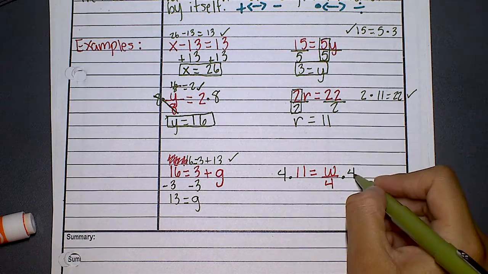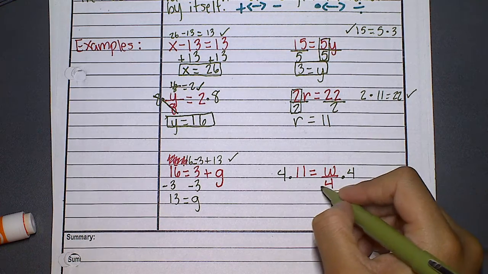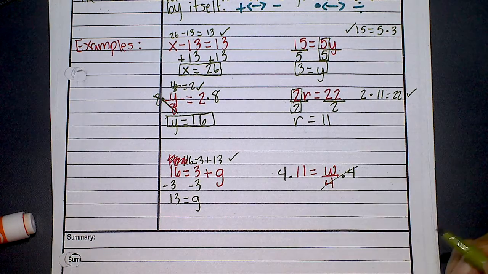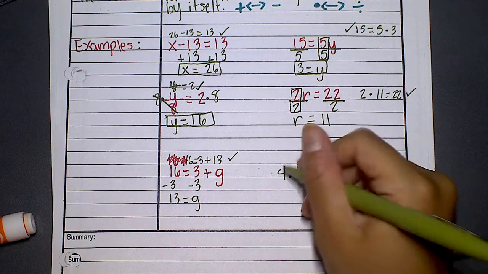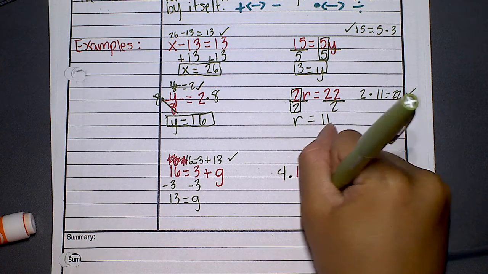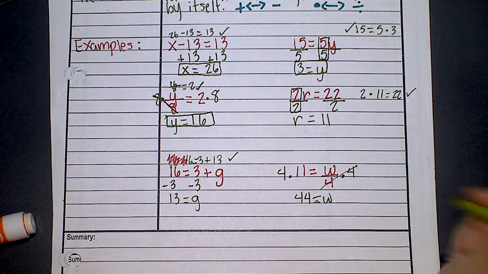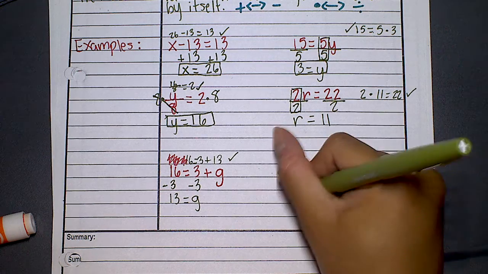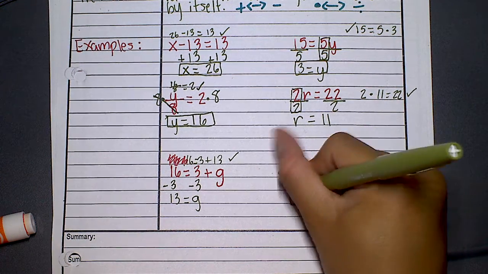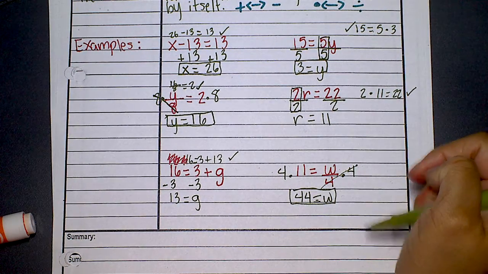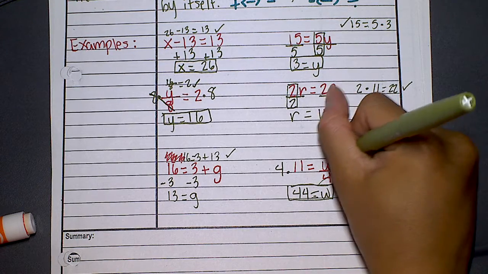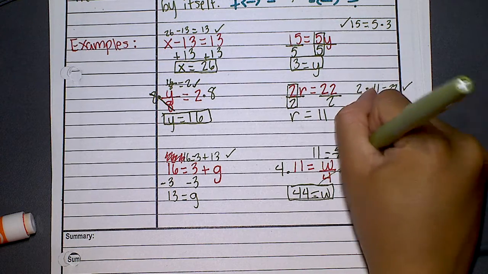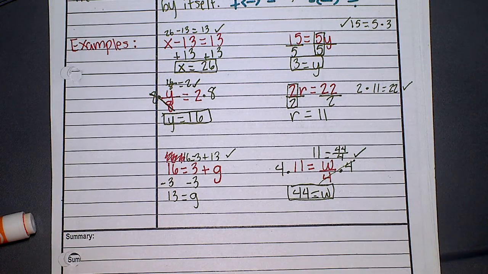So then remember when you have a 4 over another 4, this cancels each other to make 1. So then you're just left with w equals 4 times 11, which is 44. And then that would be our final answer. And if you want to check it, you would say, is 44 divided by 4, does that equal 11? And you can see that it does. So then that's correct.